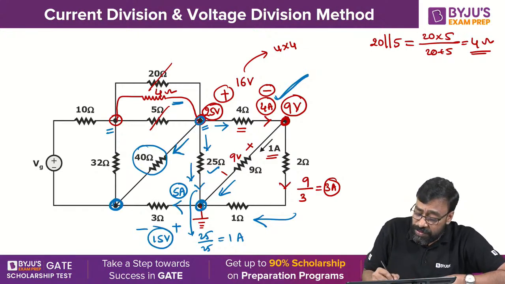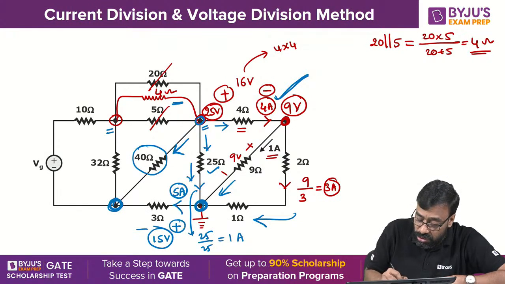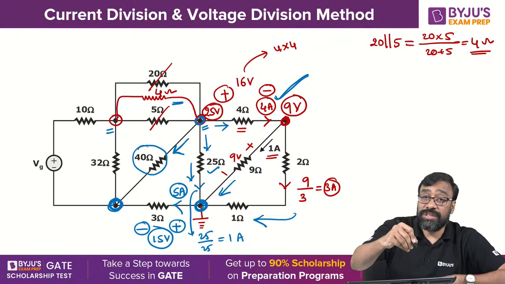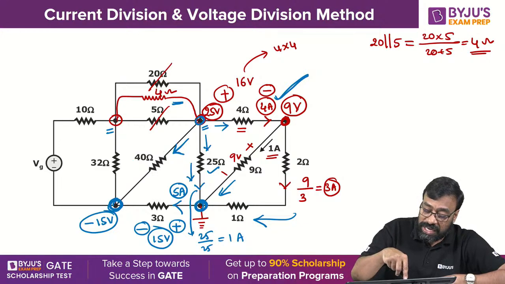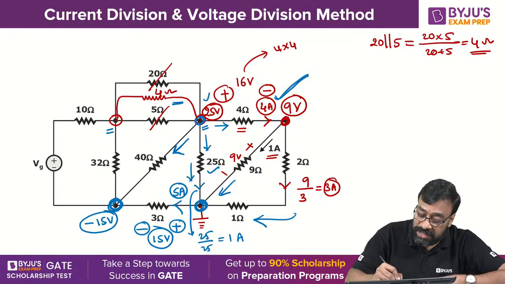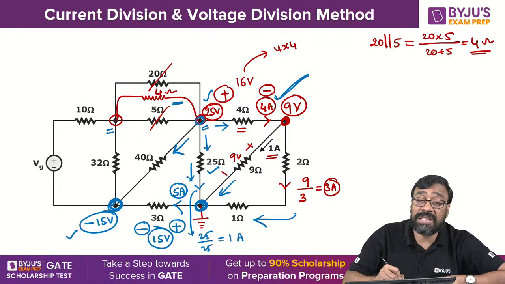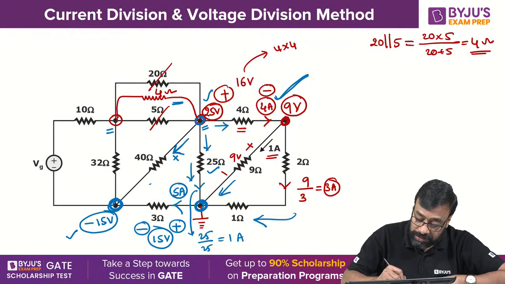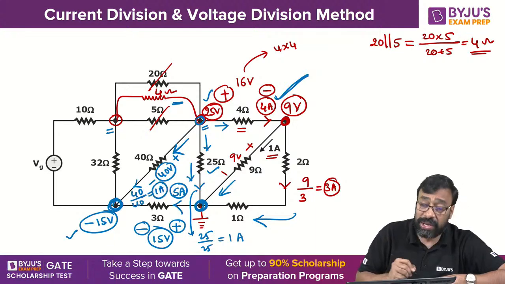Now from this particular node to this particular node, you are supposed to jump. You are jumping from higher potential to lower potential. That means you drop the voltage. So 0 minus 15, that means minus 15 volt. Now you tell me what is the voltage across this 40 ohm, Nana? 25 here, minus 15 here. Total voltage will become 25 minus minus 15, that is 40 volts. Therefore, this particular current will become 40 by 40, nothing but 1 ampere. Following all of you?